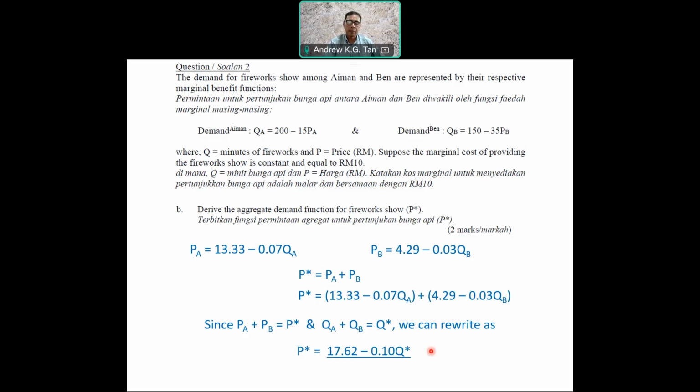How do you get 17.62? 13.33 plus 4.29. How do you get negative 0.10? You get negative 0.07 plus negative 0.03. And then you substitute QA and QB as Q star, you get this Q star here. This is the aggregate demand function for fireworks show, P star. 2 marks.